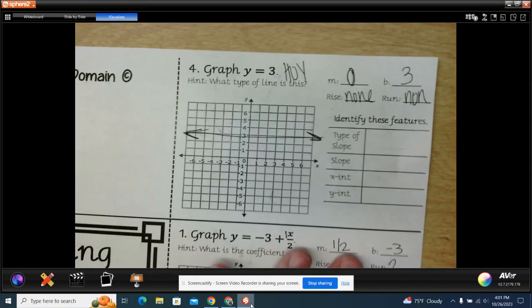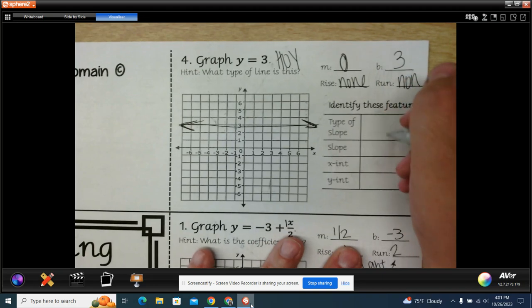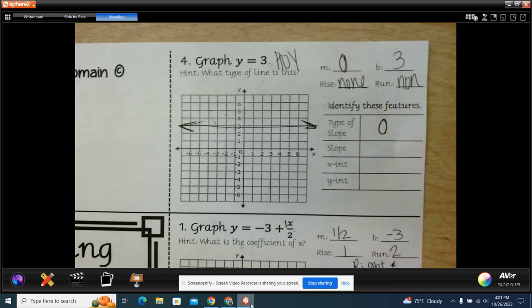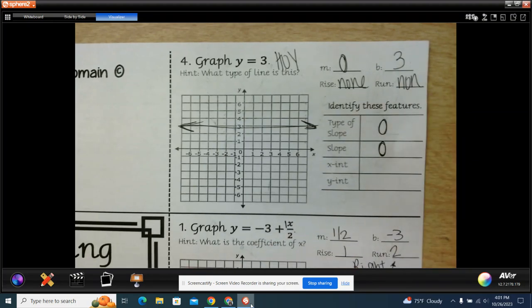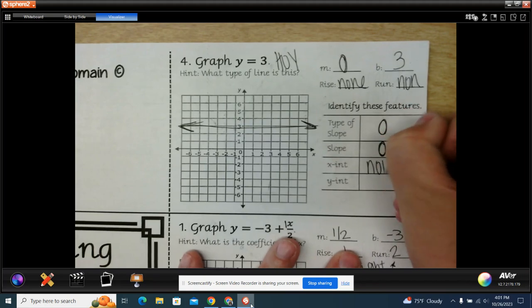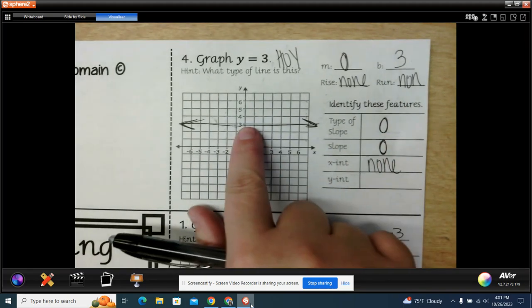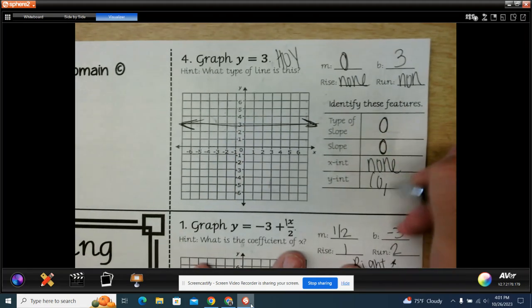So our type of slope is 0. What is our slope? 0. X-intercept, it does not cross the x-axis, but we do have a y-intercept, and that's going to be 0, 3.